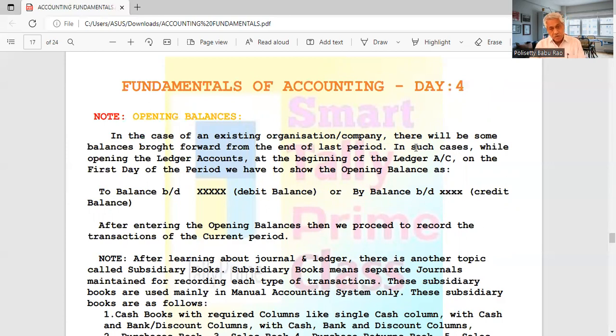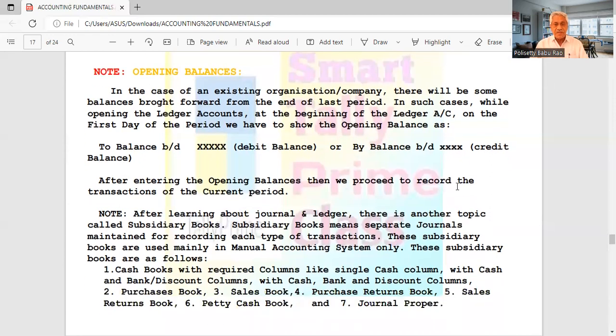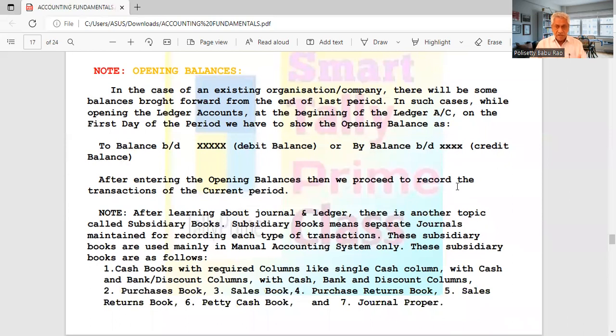So if there are any opening balances, the account will be there because many accounts will continue for the whole year. But at the beginning, every month or every week we balance. When you are dealing with the account, the opening balance brought from the previous period is very important. So if there is any balance in the previous period, that is to be brought into the current period.